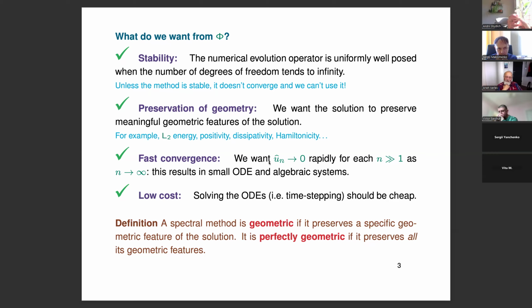But then there is another definition, which most of my colleagues will say is completely crazy. We say that a method is perfectly geometric if it preserves every single geometric feature of the differential equation, even features we know nothing about. And people will say, well, only God is perfectly geometric. Nothing in computation can be perfectly geometric, and it is not true.